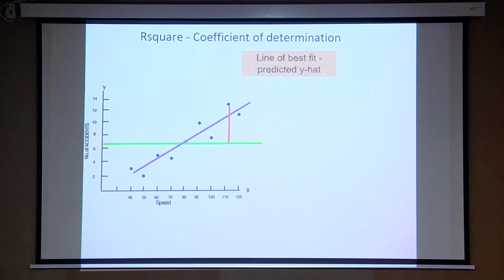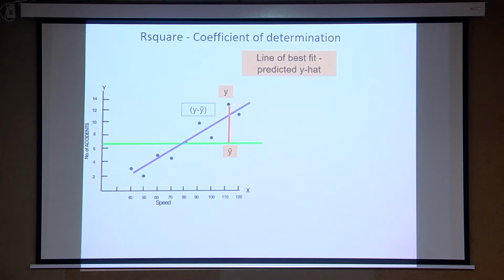Coming to R square. So we have the line of best fit, and I take this value, and how far it is from its y mean. And this is the point where the predicted y lies. Am I right? So the line predicts the y value for this x value. So this is the predicted value, and it is far away from the mean.